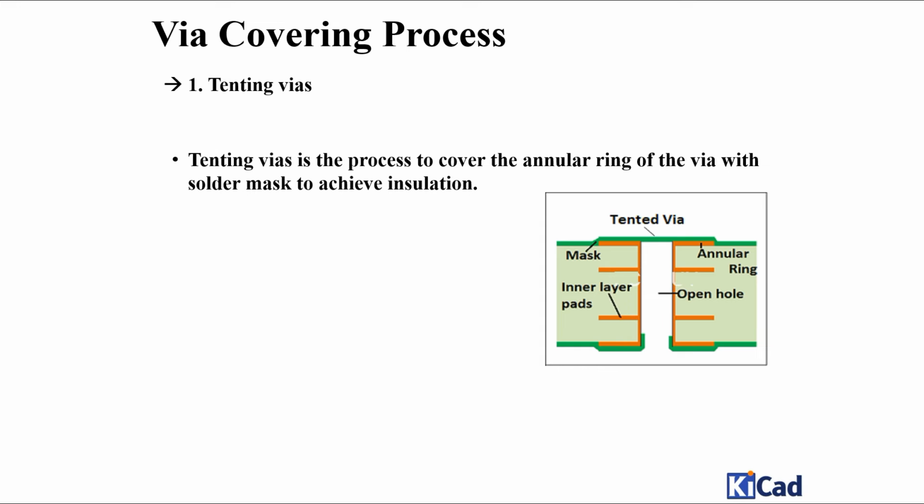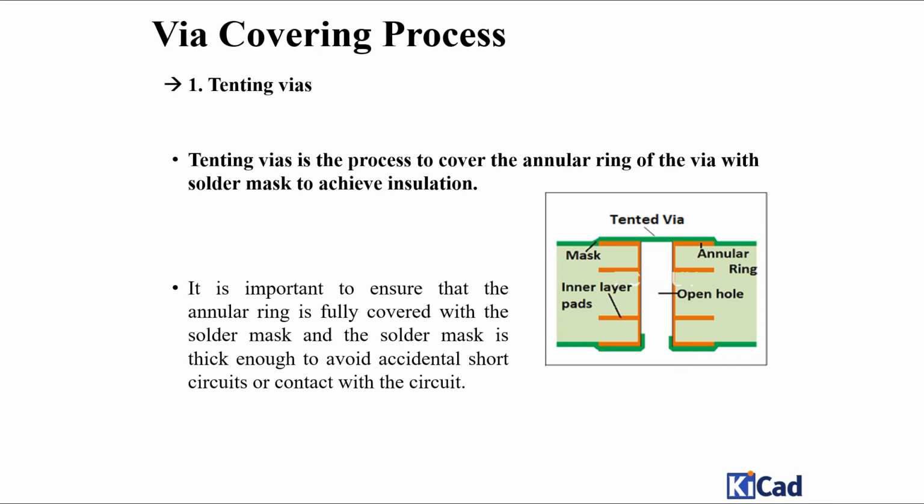Tenting via is the process to cover the annular ring of the via with solder mask to achieve insulation. It is important to ensure that the annular ring is fully covered with the solder mask and the solder mask is thick enough to avoid accidental short circuit or contact with the circuit.